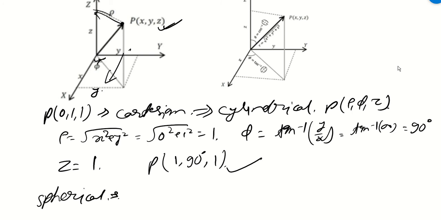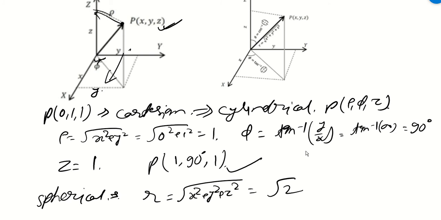For spherical, I had told you, basically we have to find the radial distance from the origin. So r will be what? Root under x square plus y square plus z square, what I have shown you here. We have a point P(x, y, z). This will be a full sphere, so the radial distance will be the square root of this. That is root under x square plus y square plus z square, so 0 square plus 1 square plus 1 square. I will directly write it as root 2.